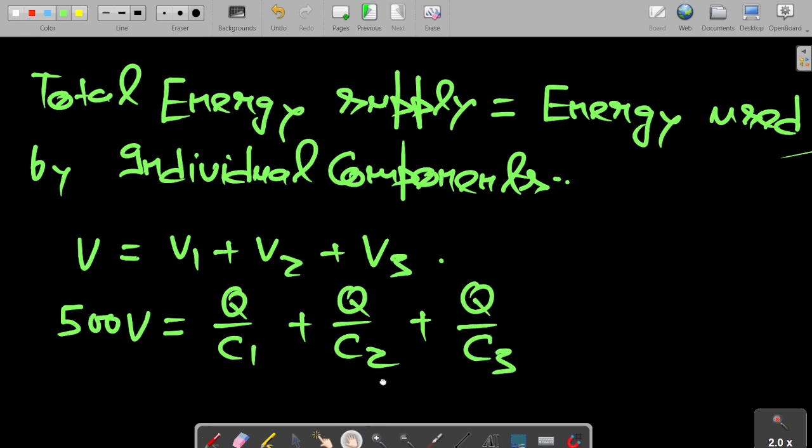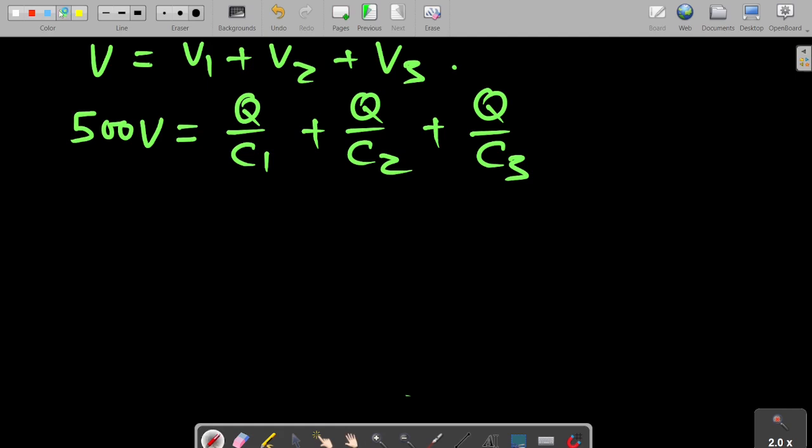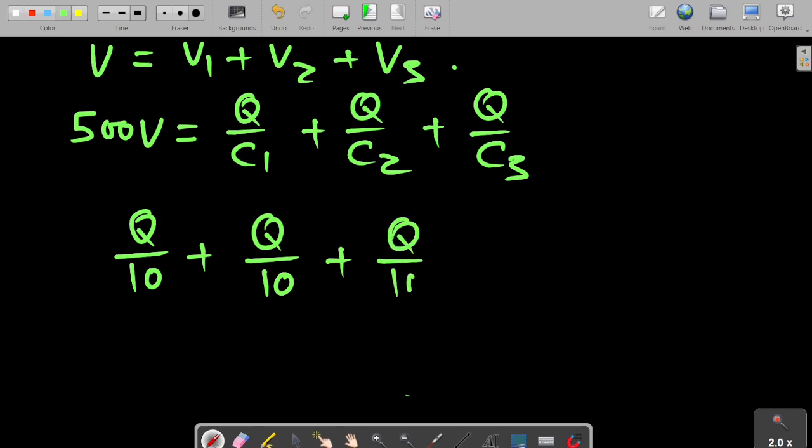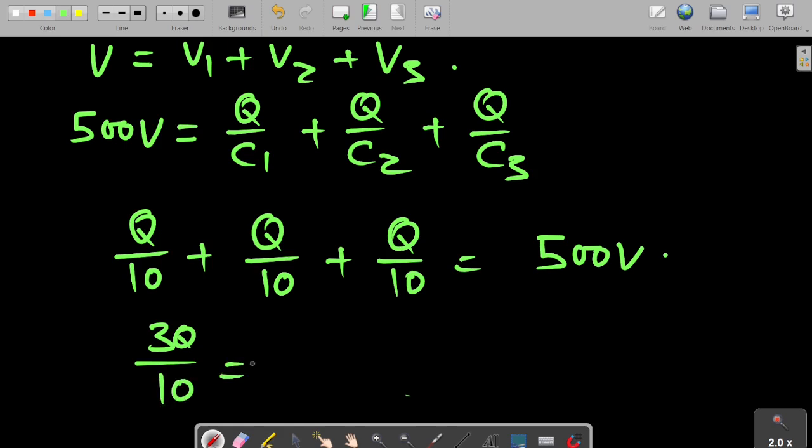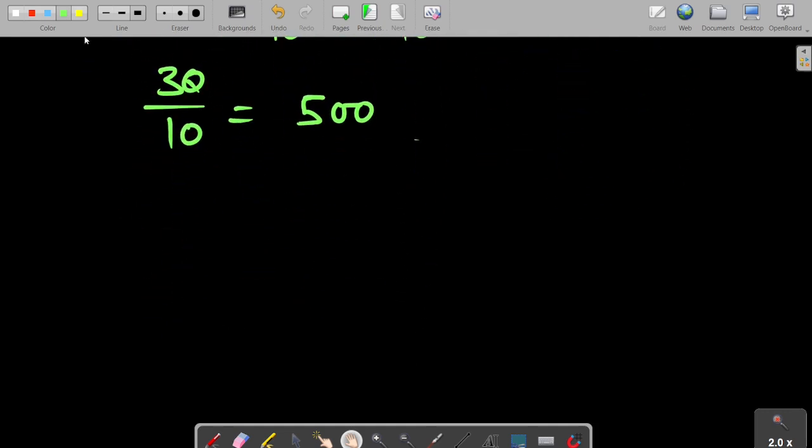So now Q upon C1, with C1 being 10 microfarad, 10 microfarad and 10 microfarad, is equal to 500 volt. So it will become 3Q by 10 is equal to 500. And if you further simplify this, 3Q will become 5000.